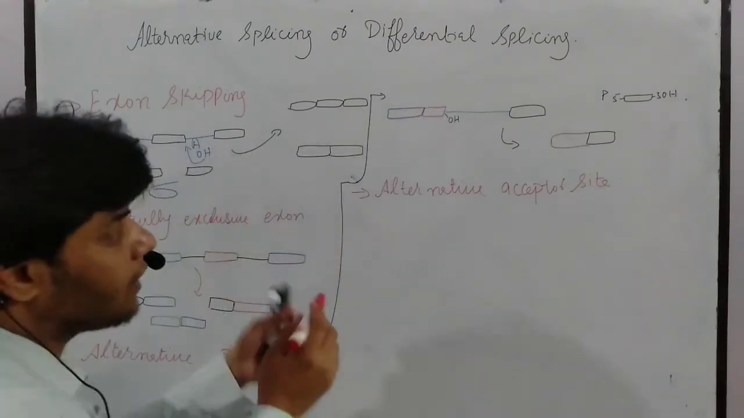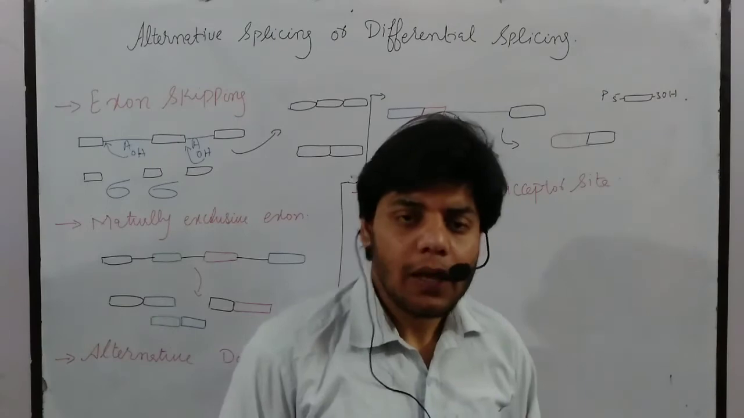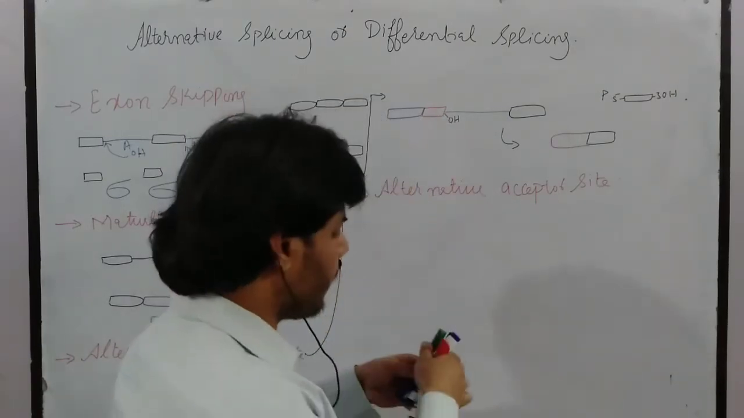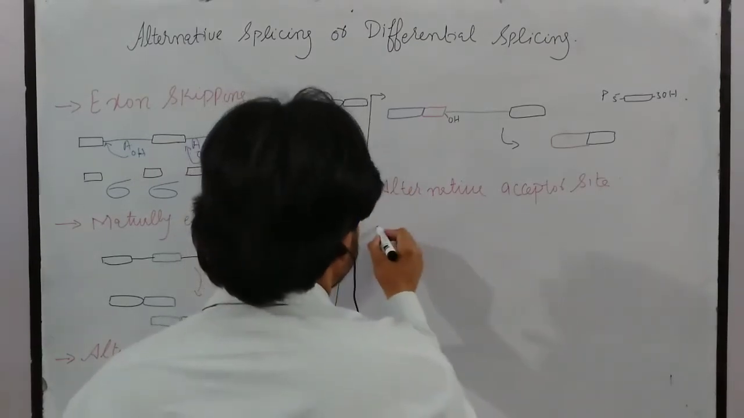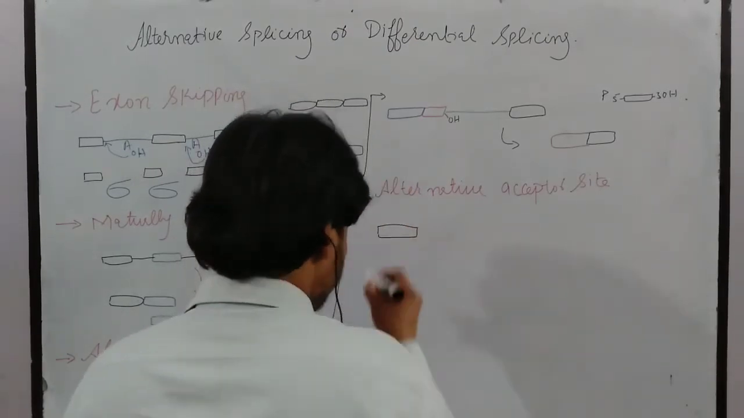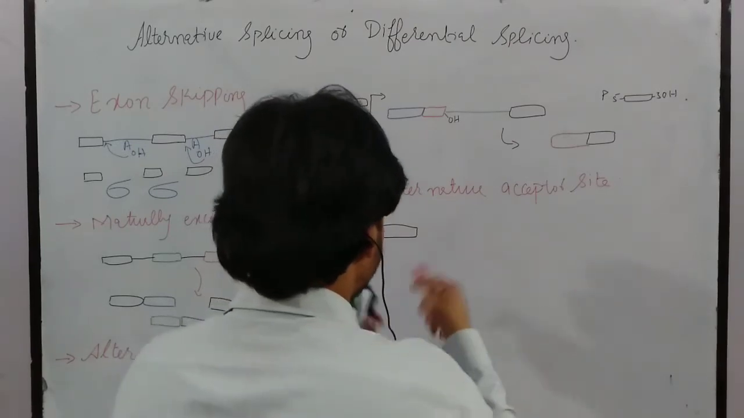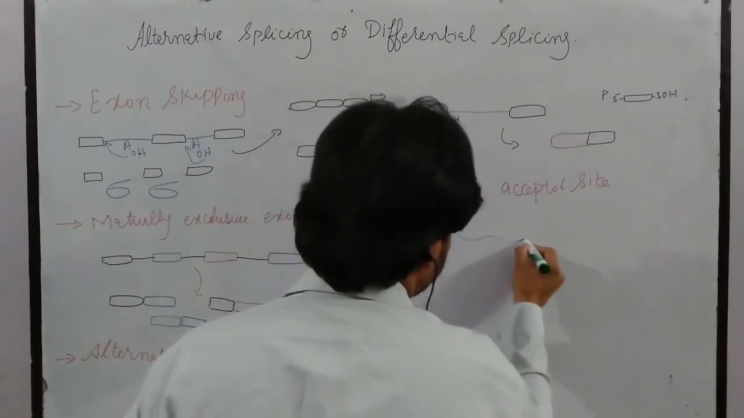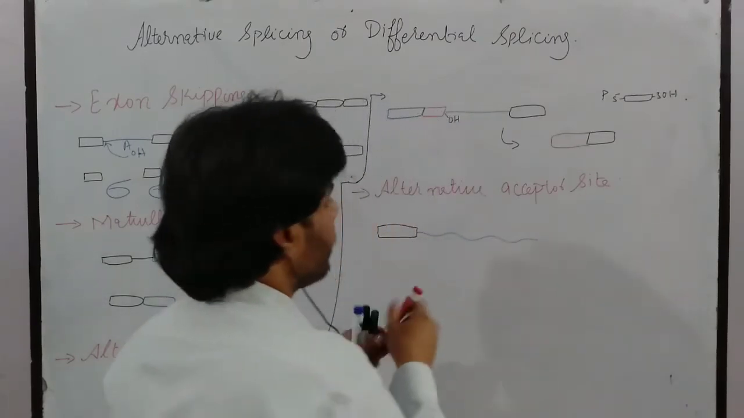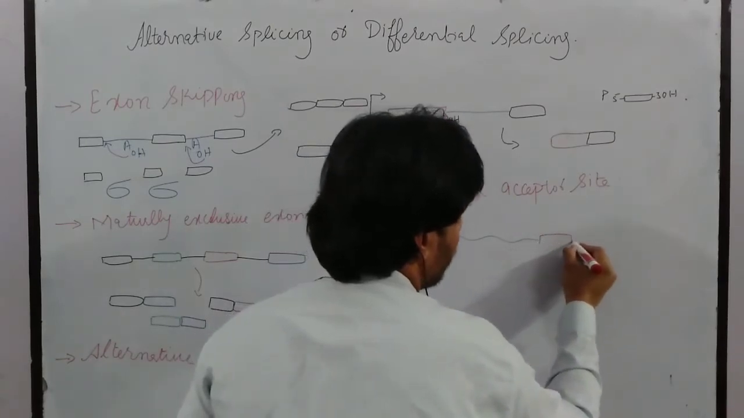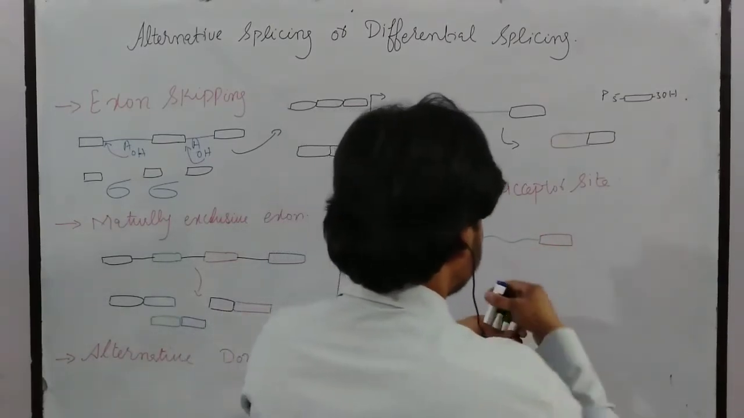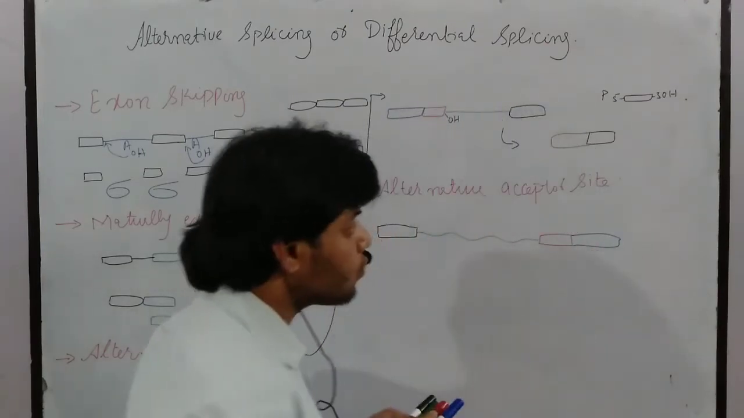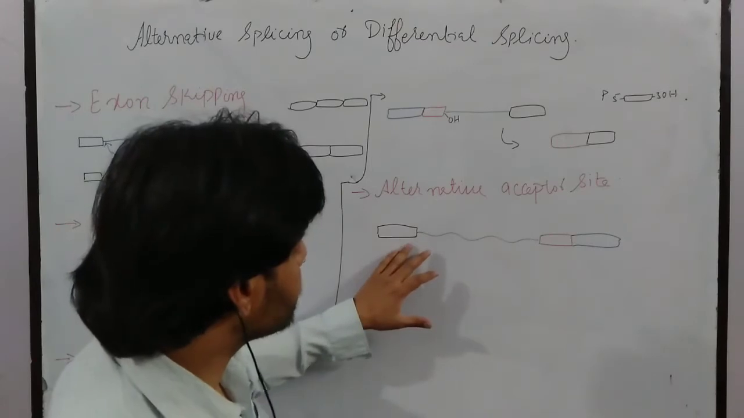So what happened in alternative acceptor site? It is opposite to this alternative donor site. In this case, we have one exon present at the left side, and with this exon we have a large intron, as you can see. After that we have another exon with this red color, and with this another exon we have another exon with this blue color, as you can see. So what happened in this case?